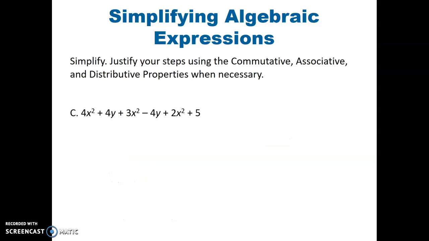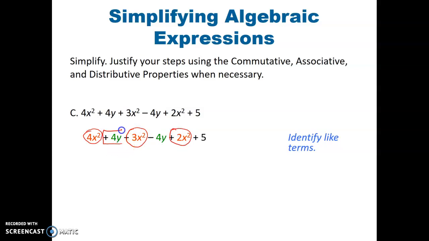Let's try one more. Go ahead and pause the video and give it a shot. Okay, let's see how you did. We're going to identify our like terms. Notice 4x squared plus 3x squared plus 2x squared. 4y minus 4y. And 5 doesn't have any like terms. So we're going to group them. We're going to combine our x squares, we're going to combine our y's, and then 5 gets put on at the end.